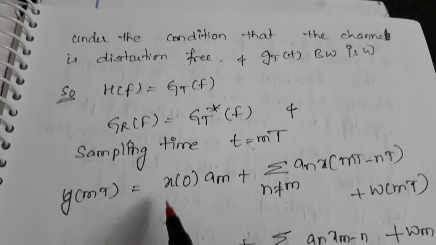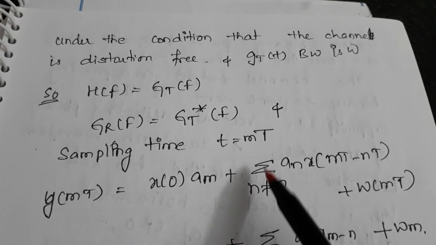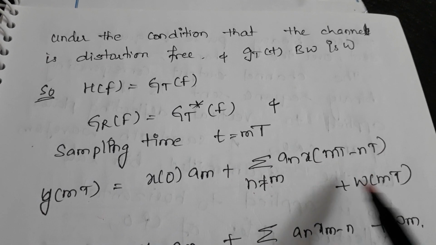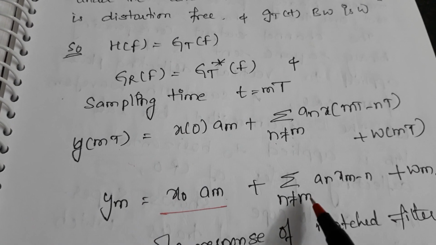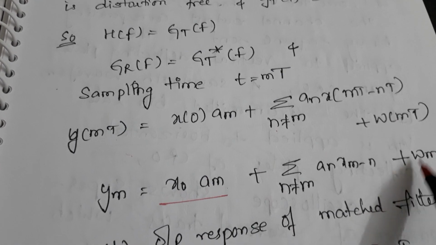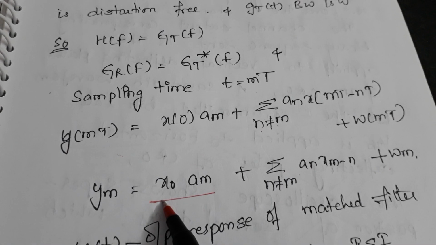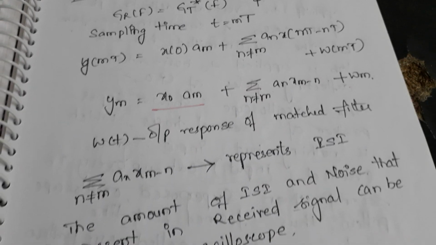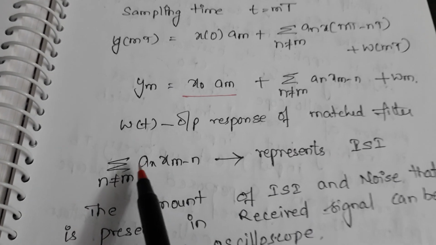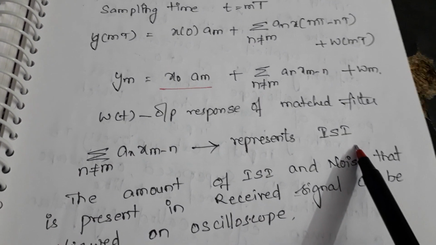Then I'm going for one more, Ym of t. Already I have explained x of 0 am plus the summation from minus infinity to plus infinity, n not equal to m, followed by the noise. Already I have told, x of 0 followed by a of m, these are called inter-symbol interference. I don't want this term and this term, right? The first term represents the original signal. The remaining terms represent inter-symbol interference. Already I have explained this in the previous video.